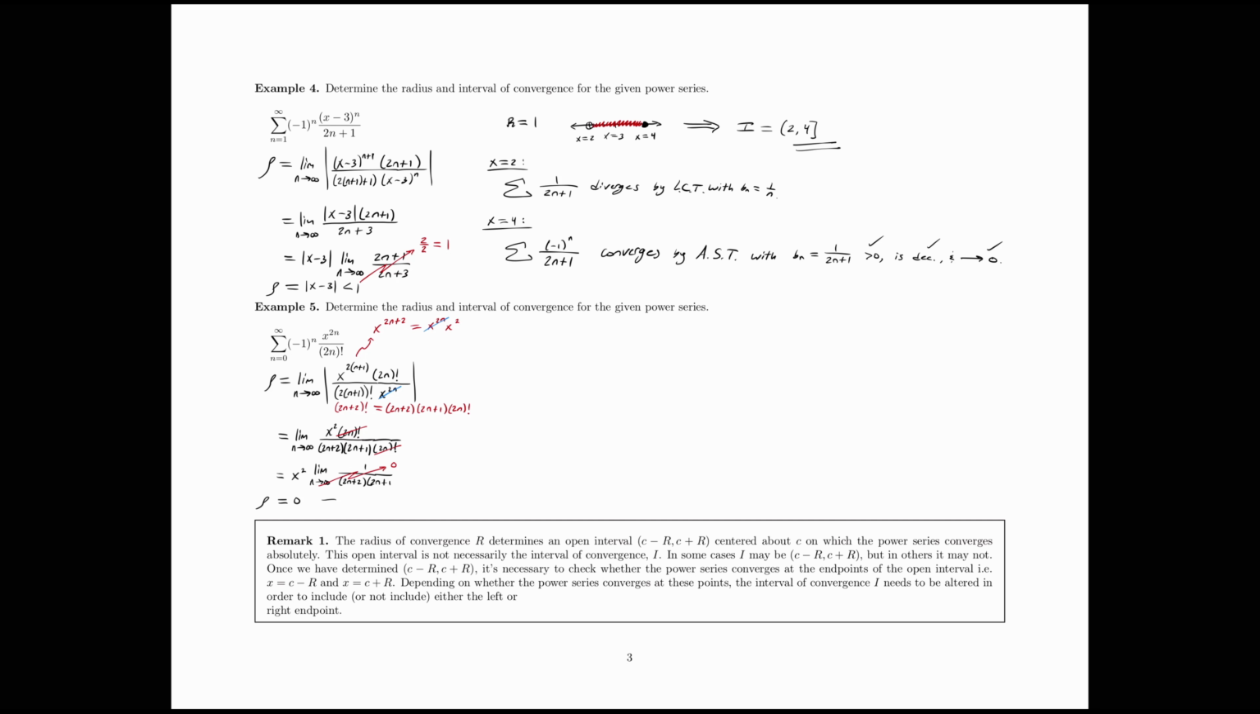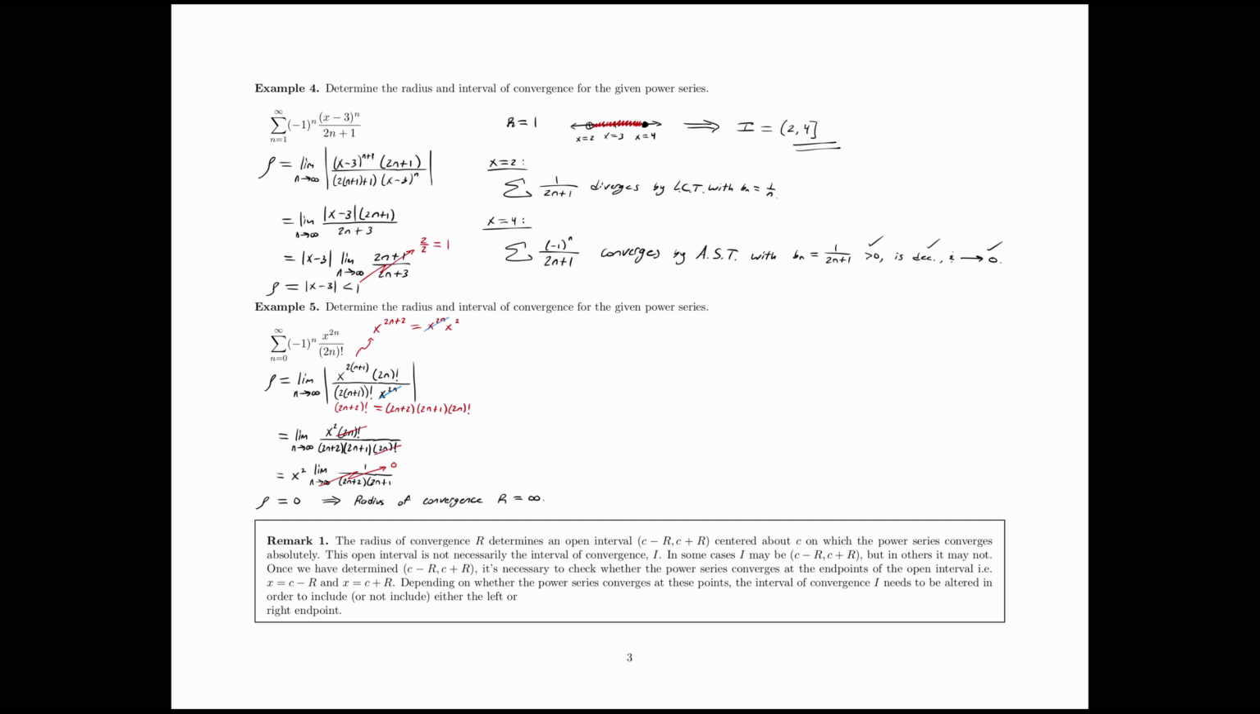So rho is 0, and for the ratio test, we have convergence whenever rho is strictly less than 1. Since rho is a constant and it's always equal to 0, no matter what the value of x is, this converges for all x. So this means the radius of convergence is infinite. So r equals infinity.